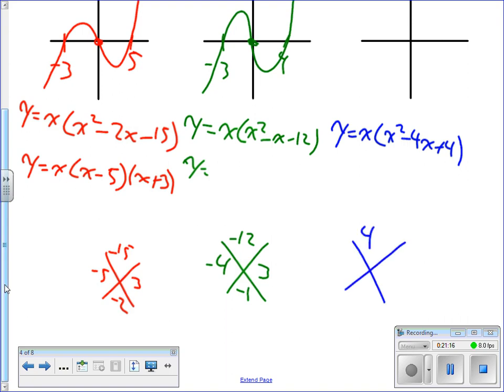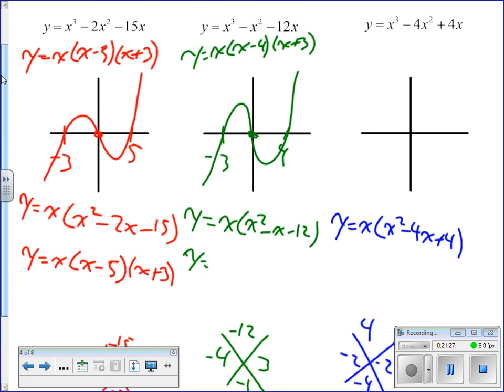Two numbers that multiply to give me positive 4, and when I combine them, I get negative 4. Negative 2 and negative 2. So my factors, y equals x times x minus 2 times x minus 2. Is there another way I could write that? X minus 2 squared. Y equals x times x minus 2 squared.